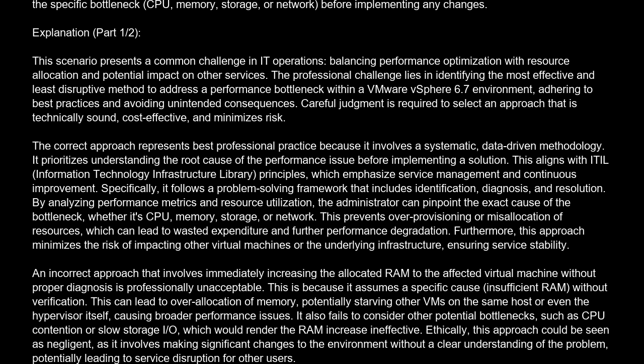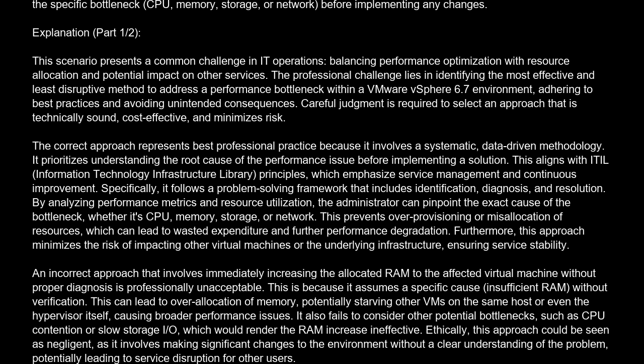Explanation. This scenario presents a common challenge in IT operations, balancing performance optimization with resource allocation and potential impact on other services. The professional challenge lies in identifying the most effective and least disruptive method to address a performance bottleneck within a VMware vSphere 6.7 environment, adhering to best practices and avoiding unintended consequences. Careful judgment is required to select an approach that is technically sound, cost-effective, and minimizes risk.